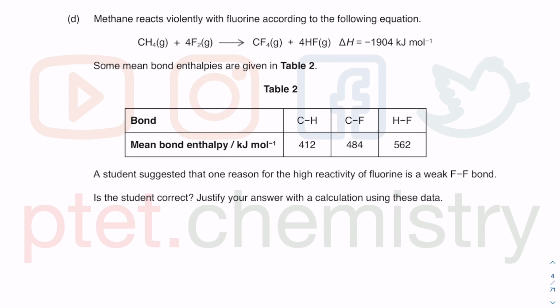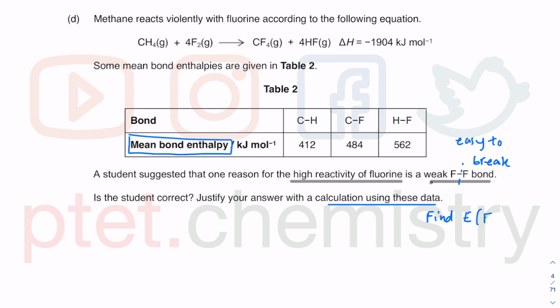In part D, so this is a different reaction. Here they give you the mean bond enthalpy. So the mean bond enthalpy is basically, for example, C-H there. You could have a C-H in the methane or C-H in the ethane. These are averaged over many molecules. So one reason for the high reactivity of fluorine is a weak fluorine-fluorine bond. If it is easy to break, that means that it's going to be quite reactive. If you see this question, they want you to calculate using this data. So find the energy of an F-F bond.